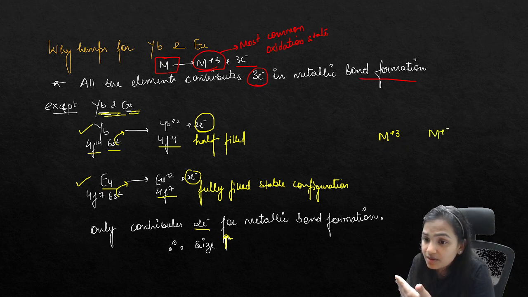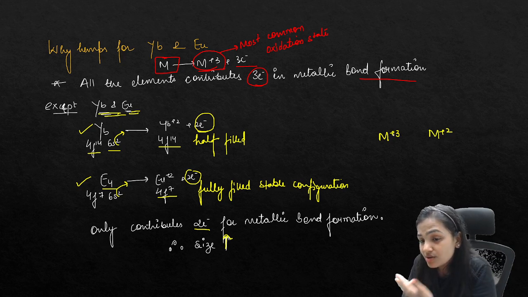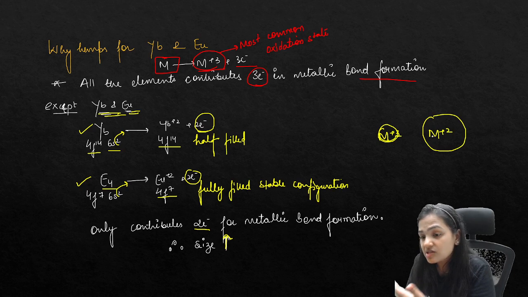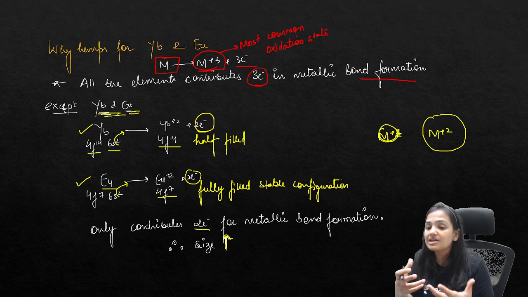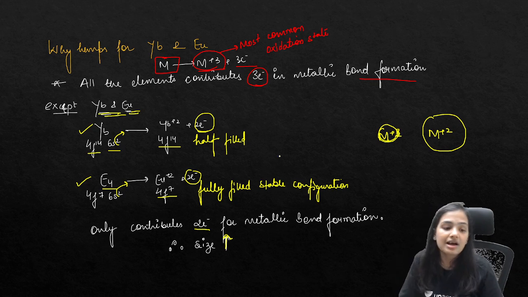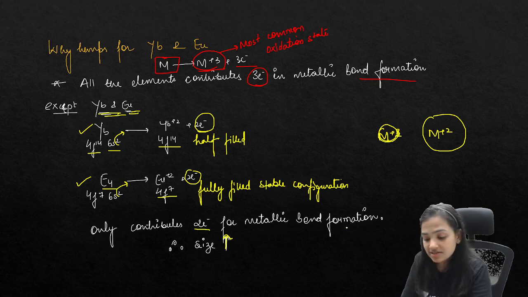So if you talk about M plus 3 and M plus 2, the size of M plus 3 will be smaller than M plus 2. Okay, as there is the loss of more electrons, the Z effective increases and the size decreases. And so therefore YB and EU are larger in size.